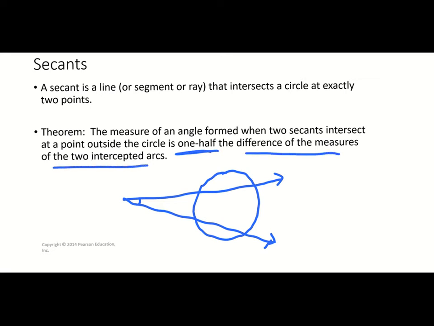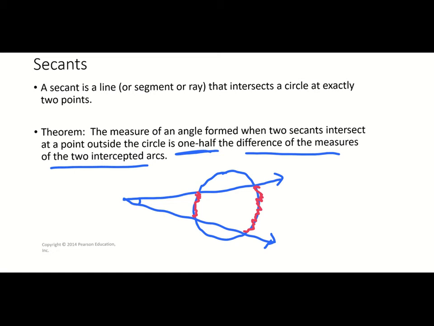Now this time, this angle measure is going to be equal to 1/2 the measure of this intercepted arc and the difference. So the difference between these two. So I would take the larger one, subtract the smaller arc, and take 1/2, and that will give you the measure of this angle here.